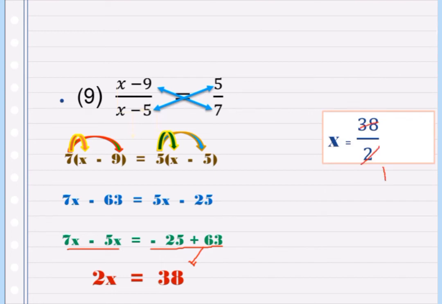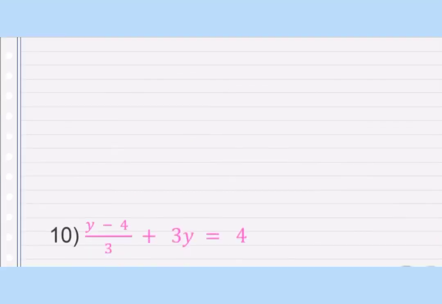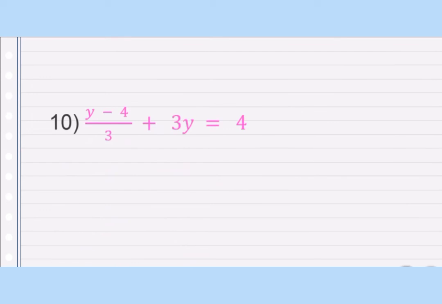So 2 ones are 2, and 2 19s are 38. So x is equal to 19 is the final answer. Is that clear, my dear students? So simple. Now let's solve the 10th one.